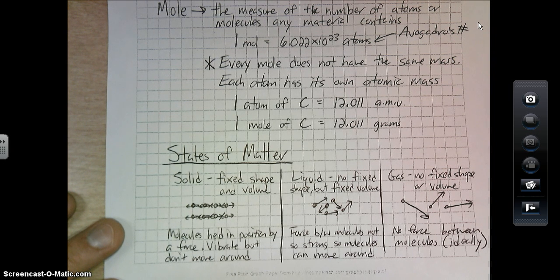If you have a liquid, obviously they can move around a lot more freely. Hence, it has no shape, but it does have a volume per se. And then a gas really doesn't have a fixed shape or volume. It basically expands to fill whatever container it's in. So we're going to consider the forces between those atoms to basically be zero, and that's ideally, of course.